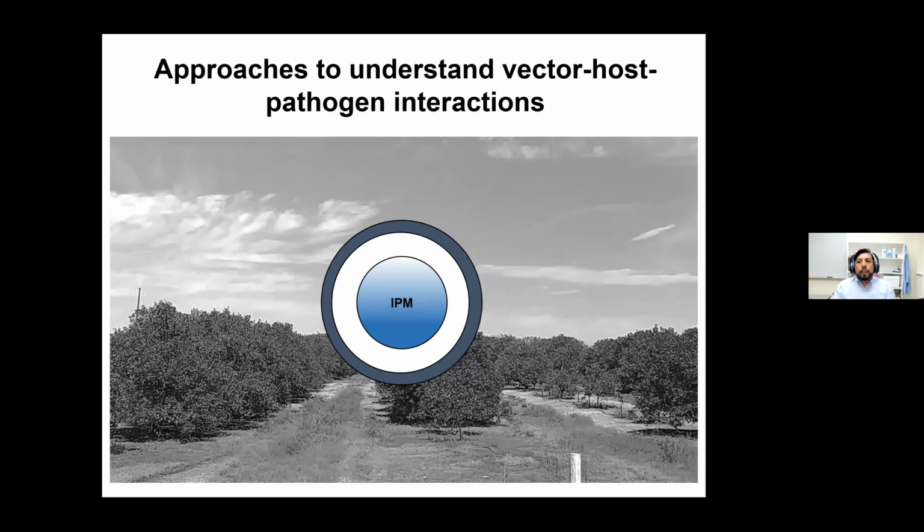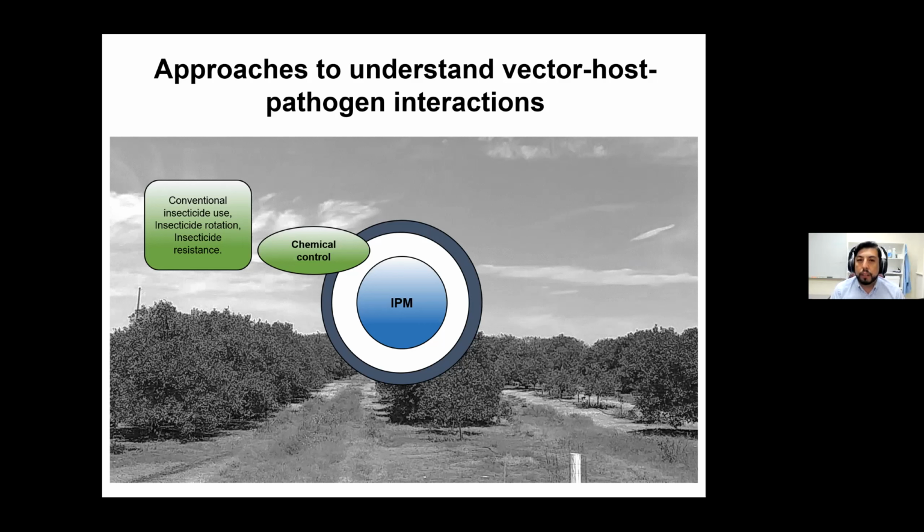But not everything is molecular biology. We need to transfer that information to the field, or use that information in the field, or to understand how the organism interacts with the environment. In my case, I've been interested in integrated pest management, that is IPM. In Florida, most of the focus of the IPM in citrus is related to chemical control to reduce the population of Asian citrus psyllid.